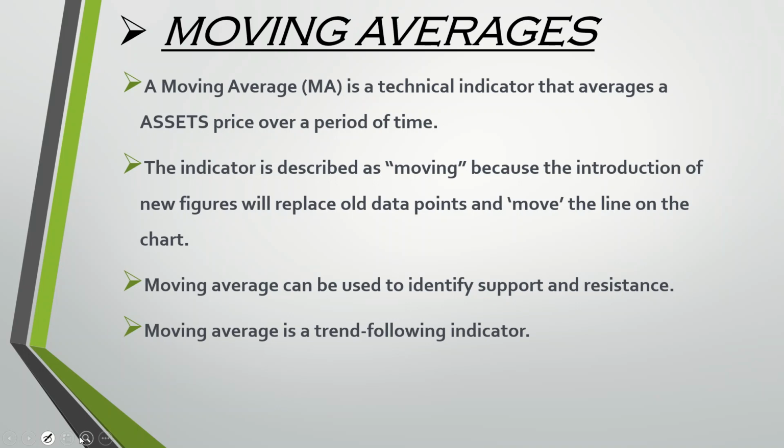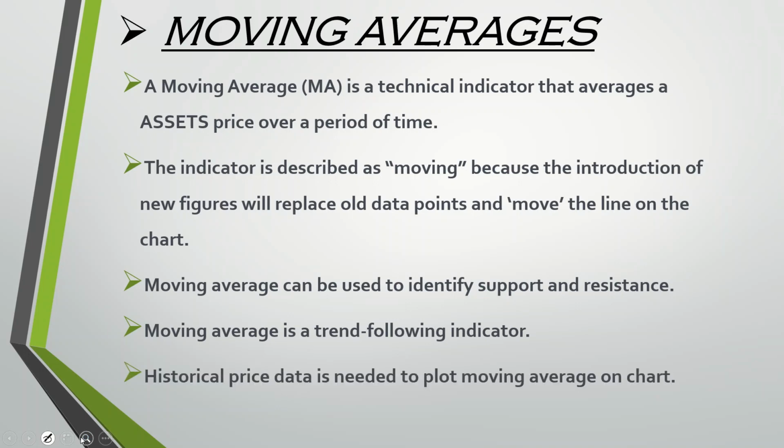So the first and foremost property of moving average is that it only works well when the market is trending, when the market is in a very good trend. The trend can be an uptrend or a downtrend, it doesn't matter, but the price needs to be moving in a trend to work with moving average.